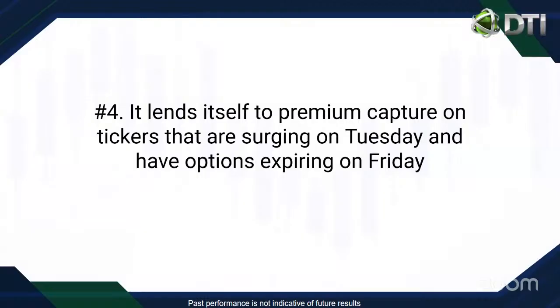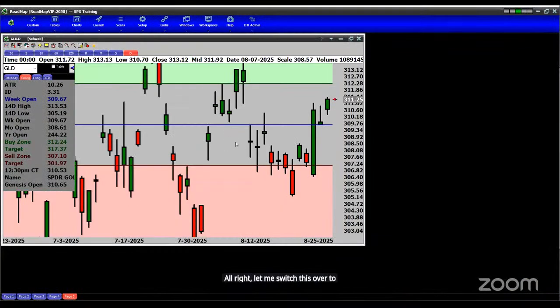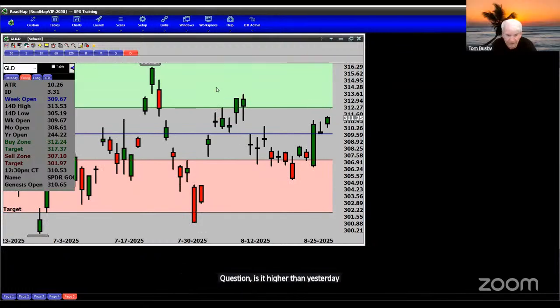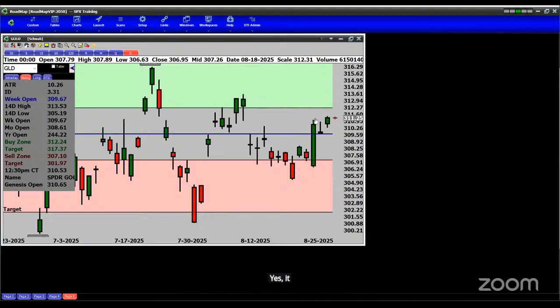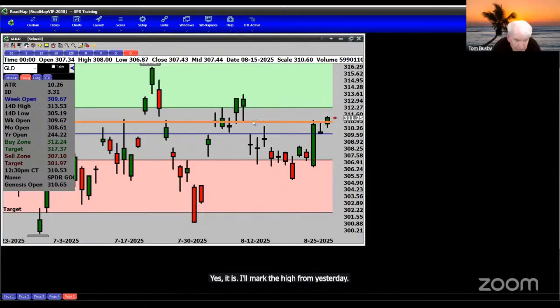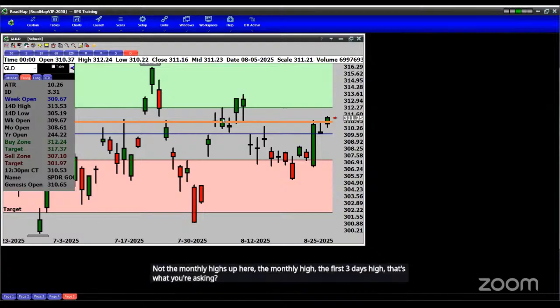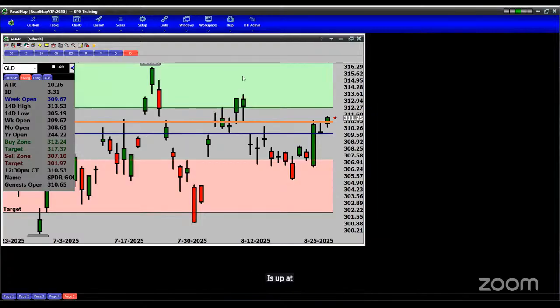All right, let me switch this over to a daily chart. Here's GLD. Question, is it higher than yesterday's high, Jonathan? Yes, it is. I'll mark the high from yesterday. Is it higher than a monthly high? Not the monthly highs up here. The monthly high, the first 3 days high, if that's what you're asking, is up at 312.24. So not quite.